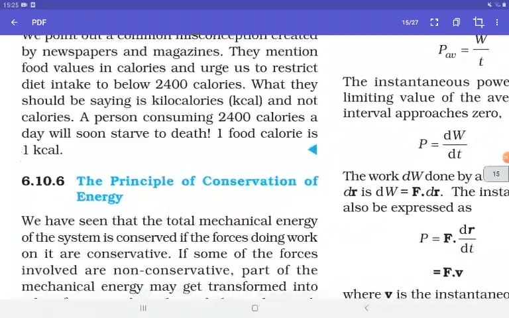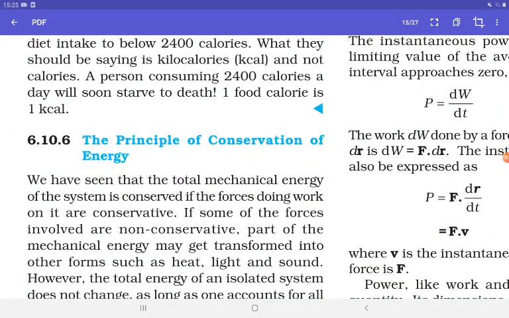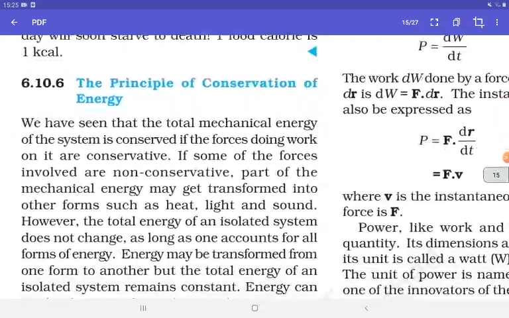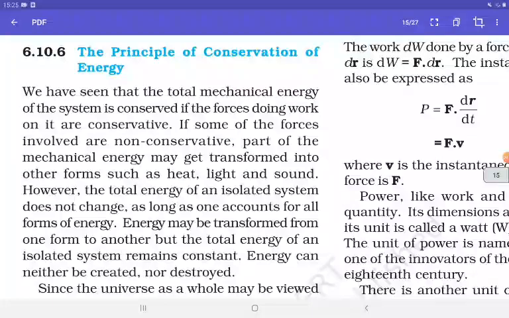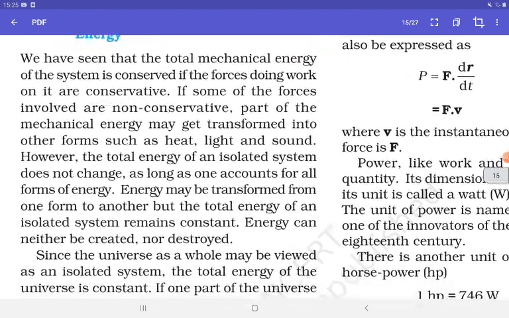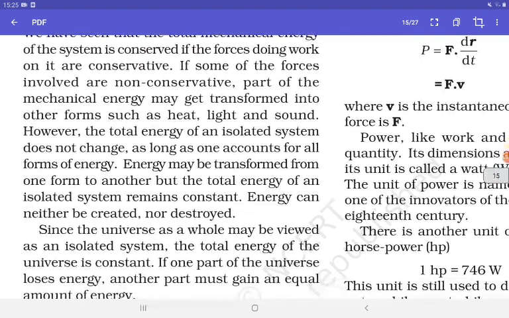The principle of conservation of energy. We have seen that the total mechanical energy of the system is conserved if the forces doing work on it are conservative, such as heat, light, and sound. However, the total energy of an isolated system does not change as long as one accounts for all forms of energy. Energy may be transformed from one form to another, but the total energy of an isolated system remains constant.